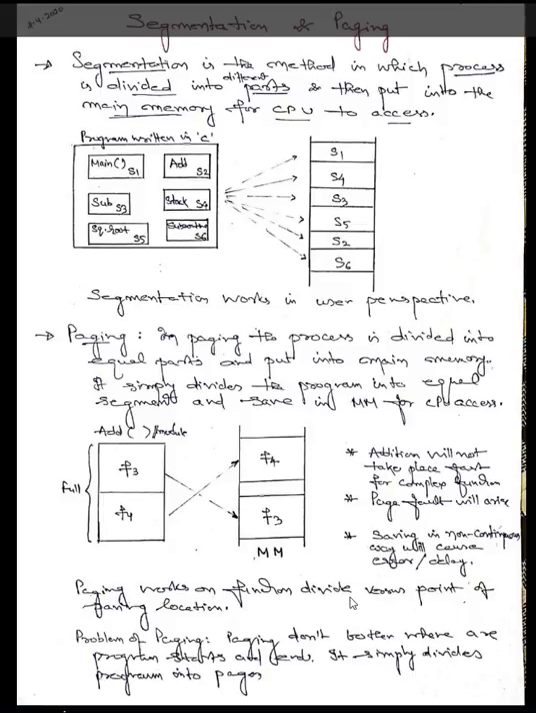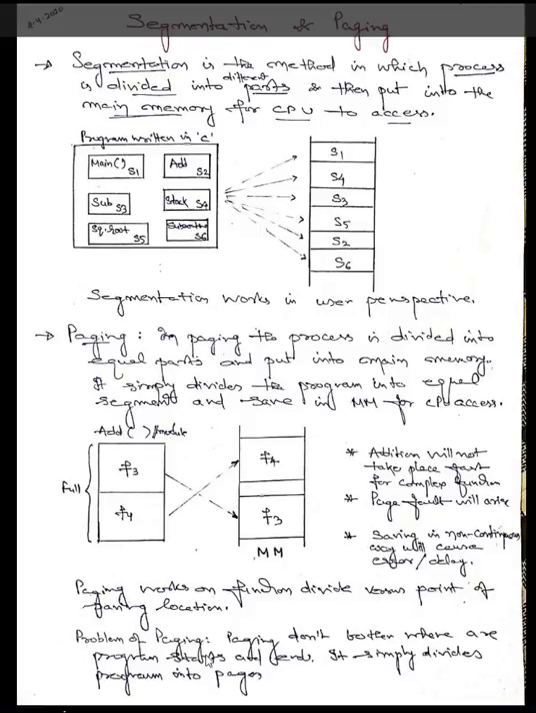Paging works on a function by dividing it into equal parts, based on where it is positioned or where it has been saved.